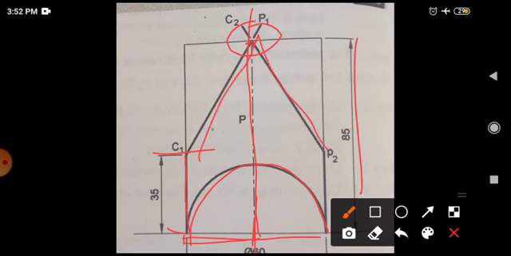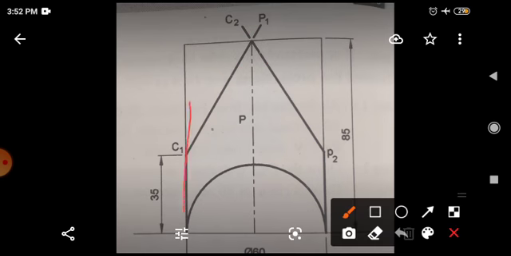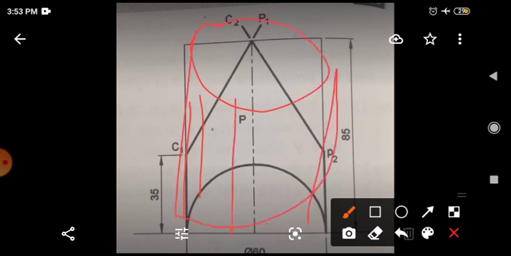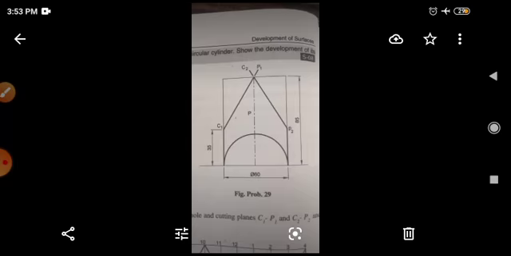Now you have to find how this figure will look if you cut this portion on a side of this cylinder. If you tear it at this point, you will have a rectangle, but not a complete rectangle. The figure shown will be cut out from that rectangle. Let's see how to draw its development.